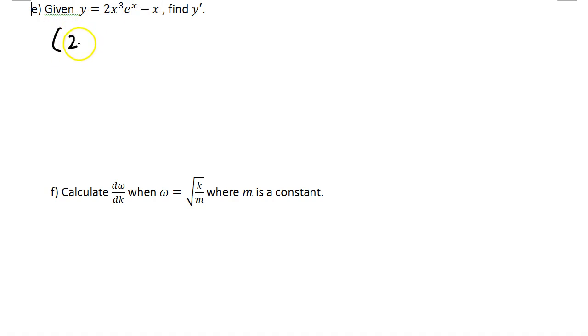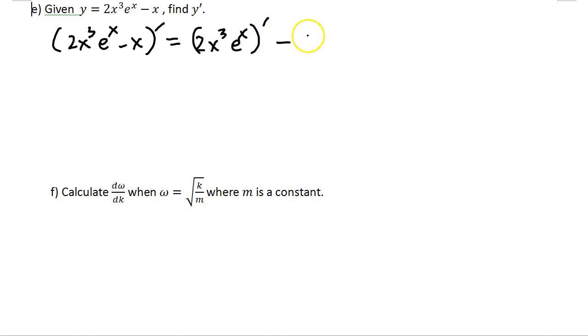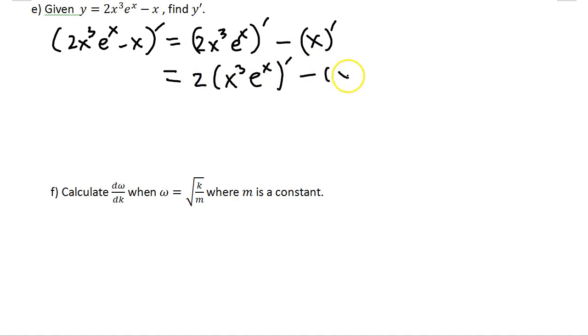Alright, we have to differentiate 2x cubed e to the x minus x prime. This part is a product. x differentiates to 1. Okay, so maybe I should say that if you have a bunch of terms, you can differentiate individual terms. Constants can be pulled out. So you can do this. And then here you have to use the product rule because it's a product of two things.